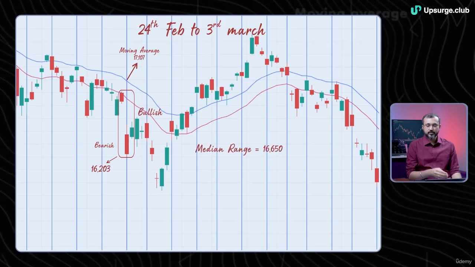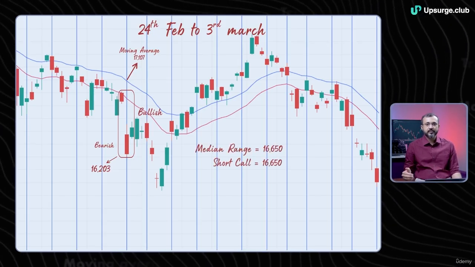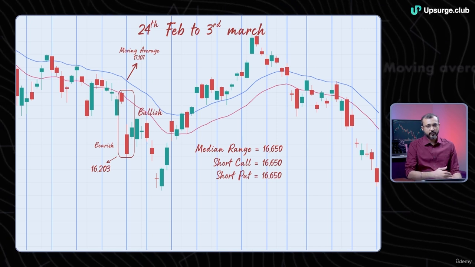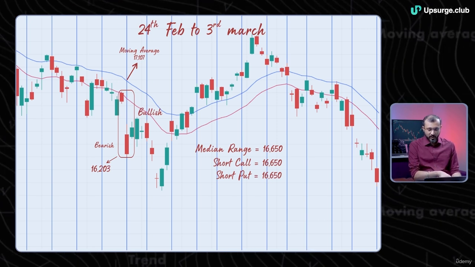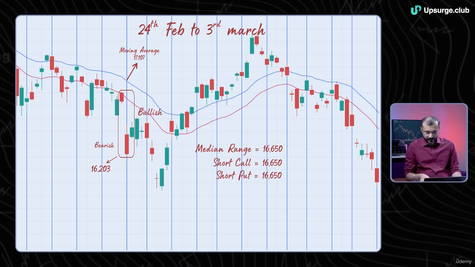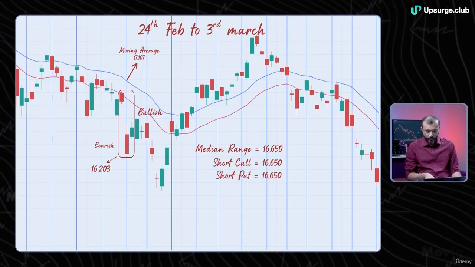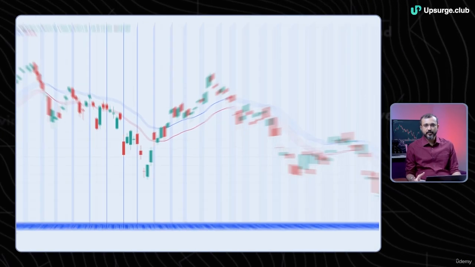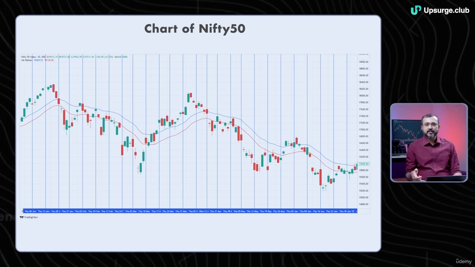We short the 16,650 call and the 16,650 put, and we short it whenever the straddle goes below the moving average. The price has gone below the moving average somewhere at 342 points, and from there the straddle has gone to somewhere around 100 points. So we have made 200 points in this trade.